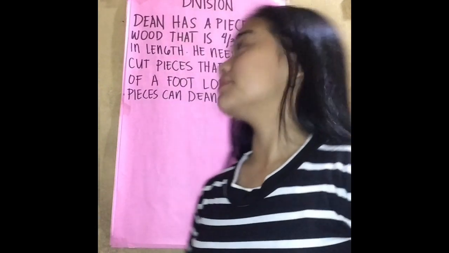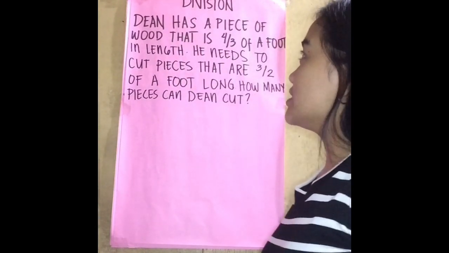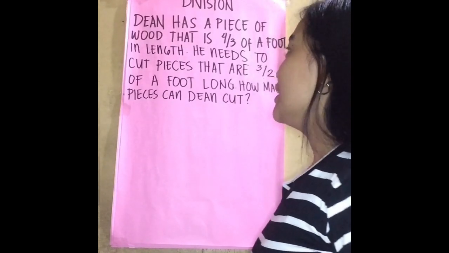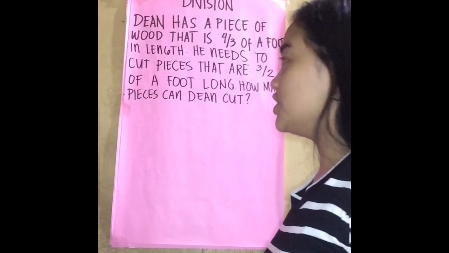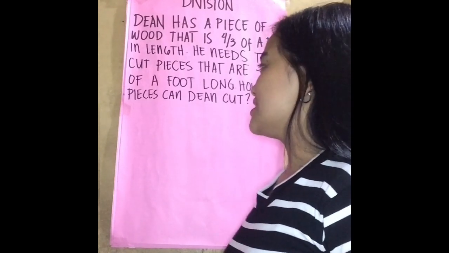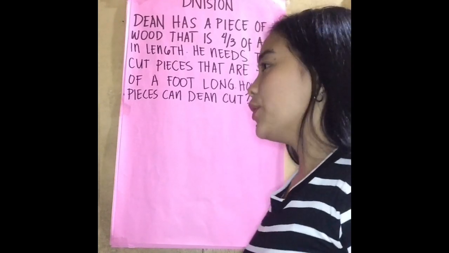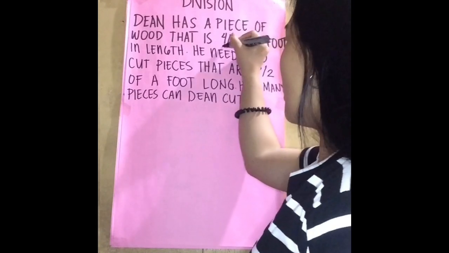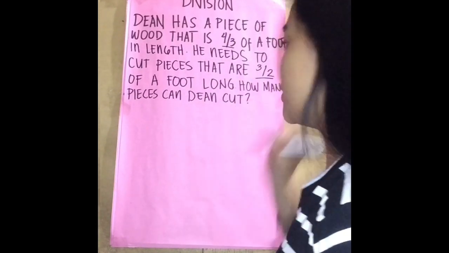So, hi guys, I'm back. I'll teach you how to divide an improper fraction by solving a problem. So, Gian has a piece of wood that is 4 over 3 of a foot in length. He needs to cut pieces that are 3 over 2 of a foot long. How many pieces can Gian cut? So, first thing is we need to identify the given in this problem. So, the given is 4 over 3 and 3 over 2.